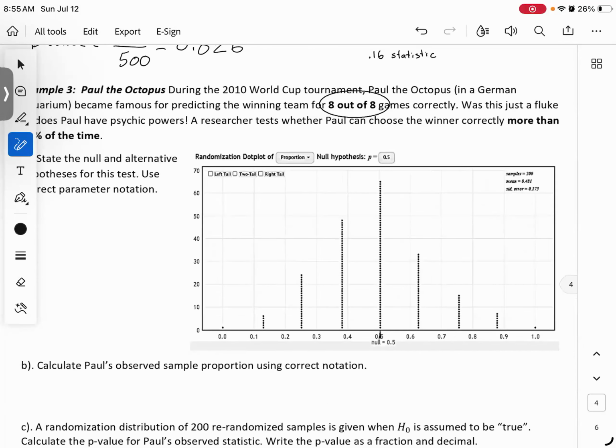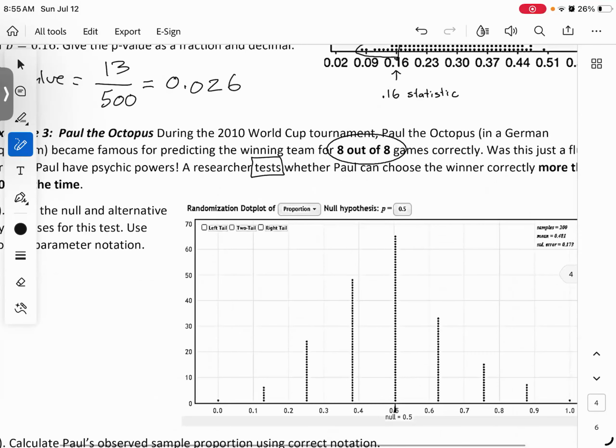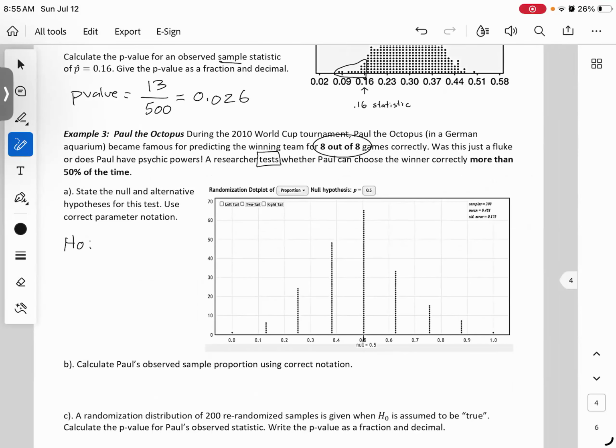And again, there's the word test. That's going to be a great trigger word for helping you identify in your homework what the H0 is and what the HA is. Again, these are the two arguments. So the test is to see whether Paul is able to choose the winner correctly more than 50% of the time. And so this is a continuation of 4.1, where remember the H0 always uses the equal sign. And maybe Paul doesn't have any special powers. Maybe all he's able to do is guess and get 50% of them correct.